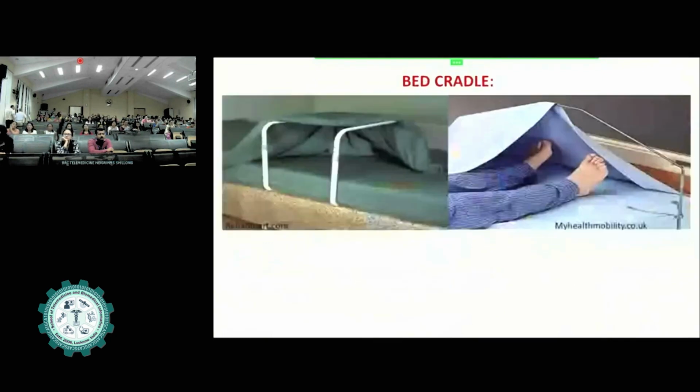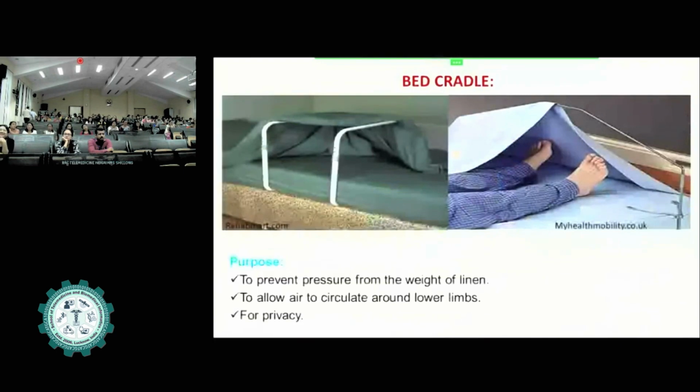Now coming to bed cradle. Bed cradle are used overhead the patient's linen to keep the linens away from the patient's body. Purpose is to prevent pressure from the weight of linens. It also allows air to circulate around lower limbs, and also for privacy. In case we need to provide bedpan to the patient, it can also be used for privacy.